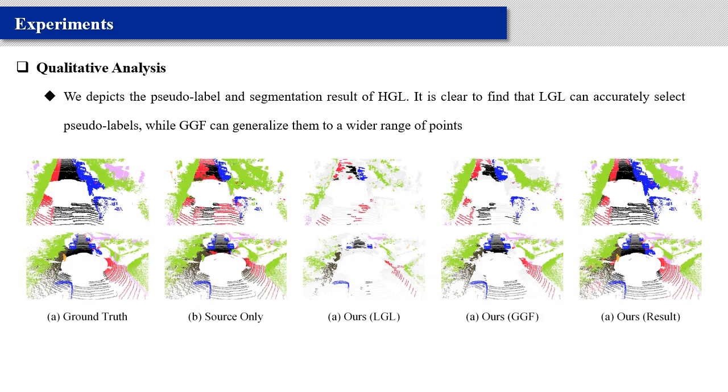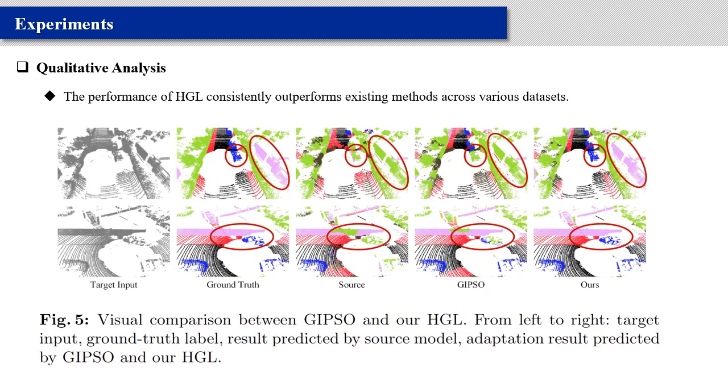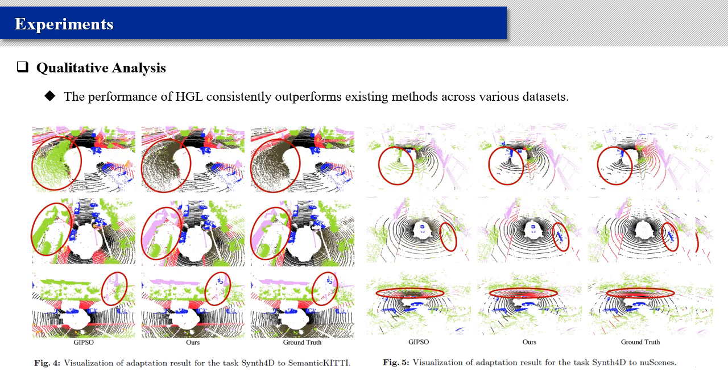Here are qualitative results of our pseudolabels and segmentation results. It is clear to find that LGL can accurately select pseudolabels, while GGF can generalize them to a wider range of points. Here are some visual comparisons between HGL, GIPSO, and the source model on SynLiDAR to SemanticKITTI, which show that our HGL is generally superior to GIPSO. Here are more visual comparisons in different datasets.